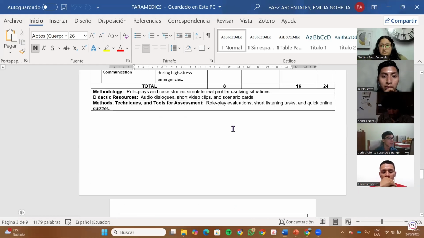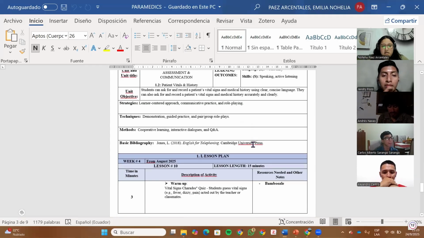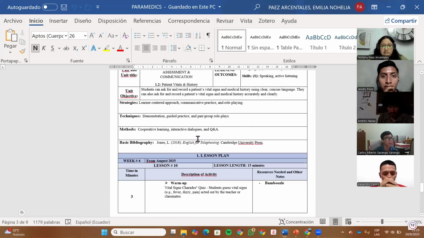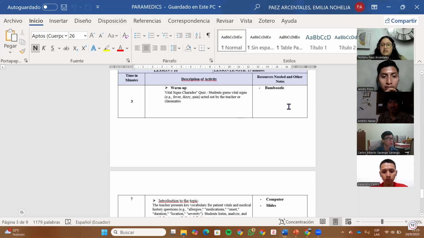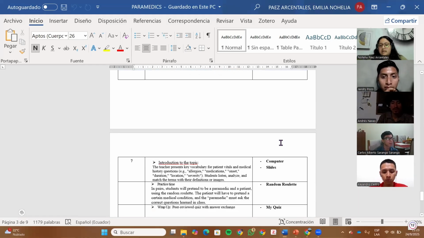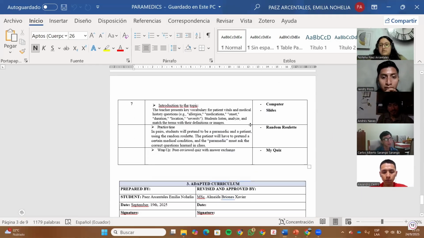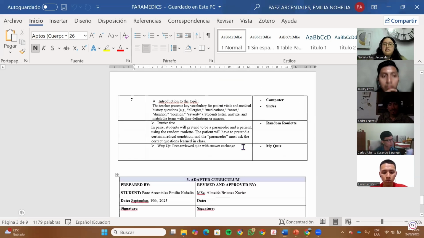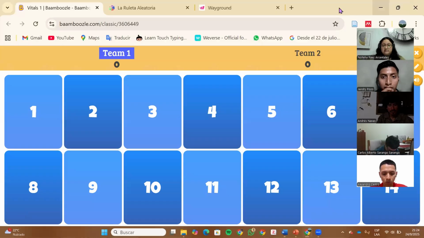Let's move on to the lesson plan. Here we have the strategies, the techniques, the methods, and I'm going to be using Bamboozle and obviously my computer and slides, and a random roulette and a quiz. That's everything with the syllabus. So let's move on to the class.